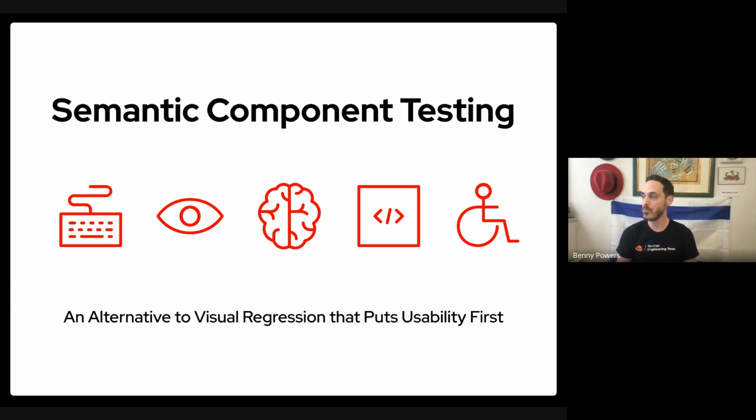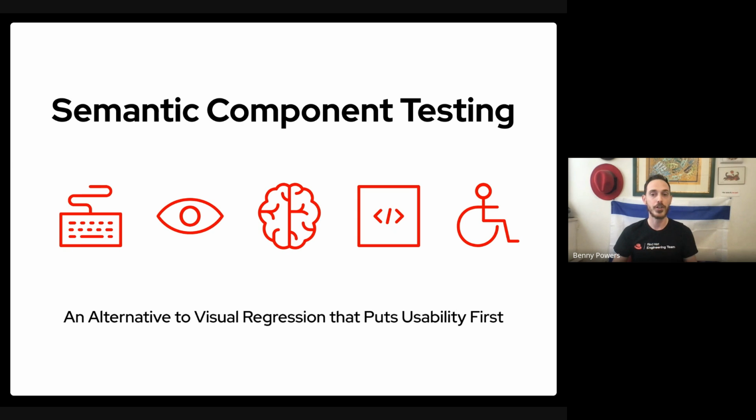Okay. So the approach that we've developed, I work on design systems for Red Hat. And the approach that we've developed, one of the approaches we've developed, we call it semantic component testing. And we can think about this as an alternative to visual regression tests, but one that puts usability and accessibility front and center.